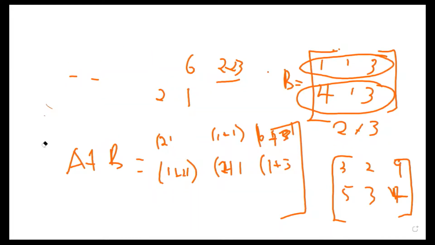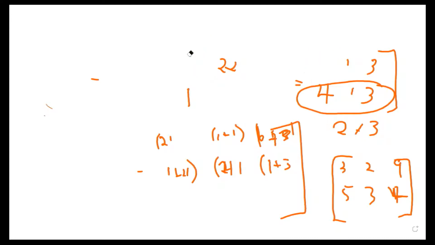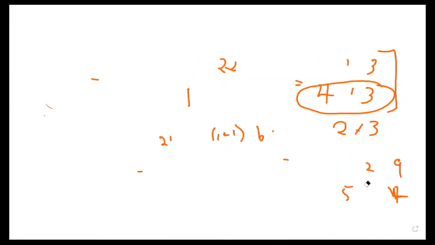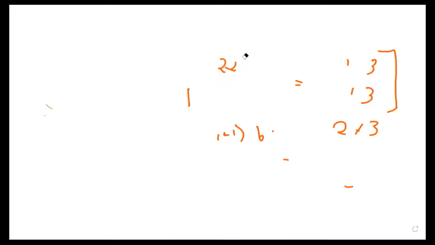Okay, so what I was trying to say, my friends, is that for multiplication, you have to ensure that the number of columns in the first matrix is equal to the number of rows in the second matrix. If that caveat is satisfied, then we can perform that operation.